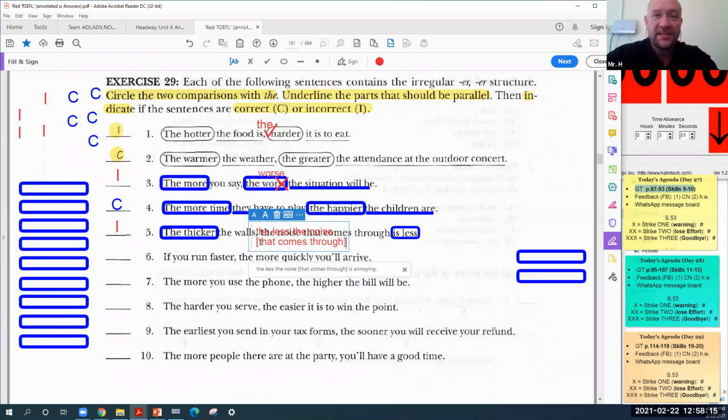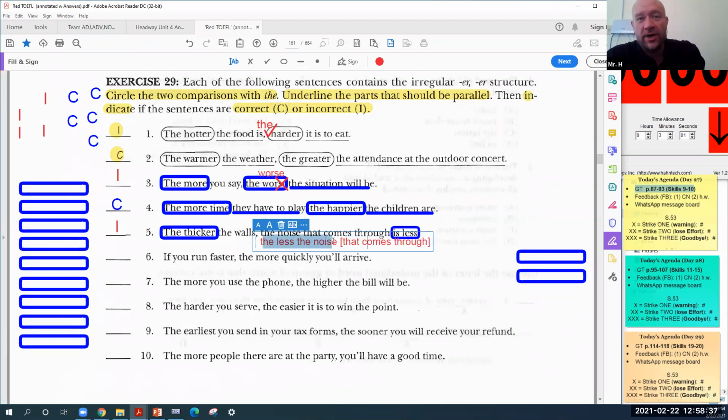So, the less the noise that comes through. Now, this part, that comes through, is optional. The less the noise, you could say that. The less the noise, the end. That's possible. The less the noise. That comes through is optional. But you cannot say the noise that comes through is less.